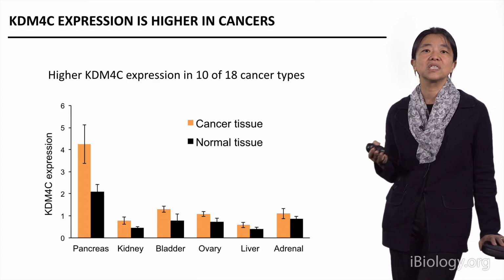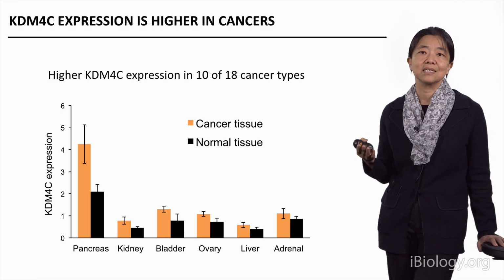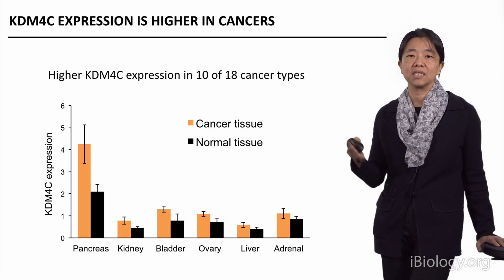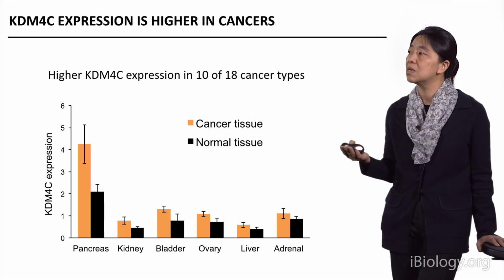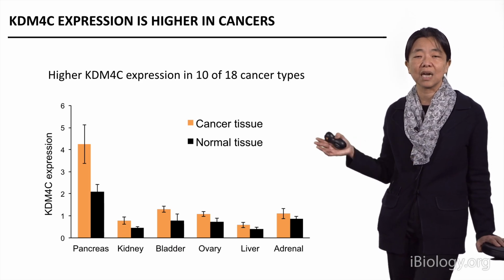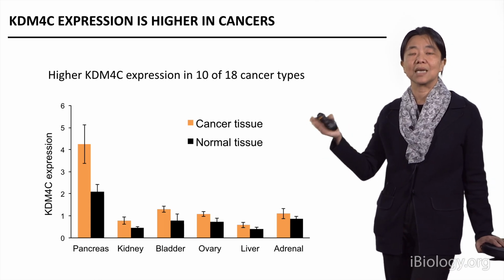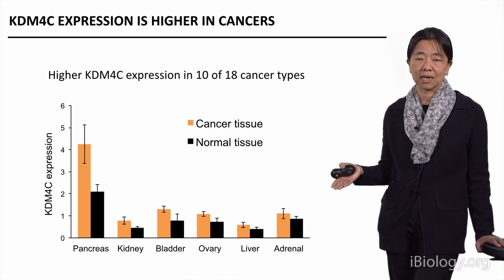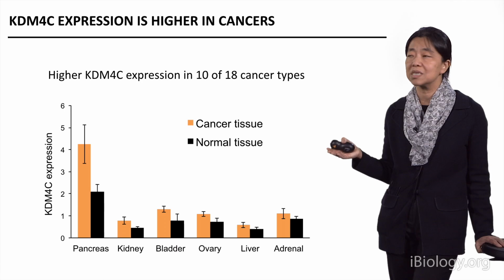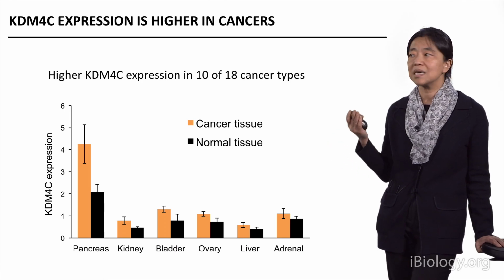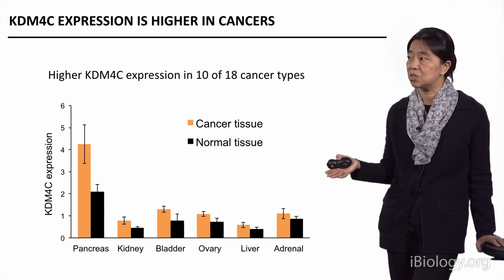If KDM4C indeed regulates cell growth in diseases such as cancer, which is characterized by rapid cell growth, we should see higher KDM4C levels. So we turned to 18 different types of cancers and looked at KDM4C level between the cancer and the normal counterpart. We found that out of those 18 different types of cancers, 10 of them show higher KDM4C in the cancer tissue compared to the normal tissues.